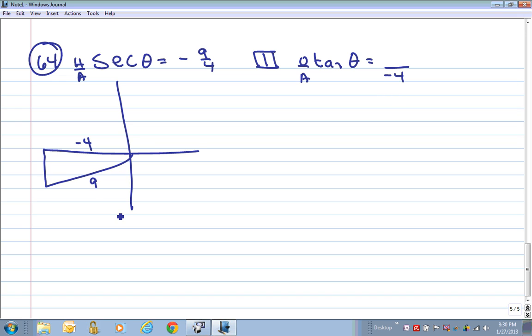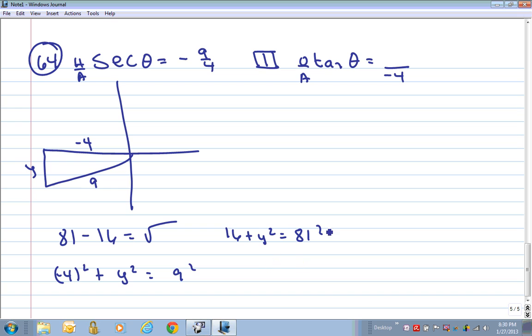Okay, this is the hypotenuse. 9 squared is 81. 4 squared is 16, so we have 81 minus 16, and then we're going to end up taking the square root of that value. If I just did that too fast, we're missing this y value right here. So if we have negative 4 squared plus y squared equals 9 squared, what we just did was 16 plus y squared equals 81. And so now we have y squared equals 81 minus 16, and we have y equals the square root of 81 minus 16.